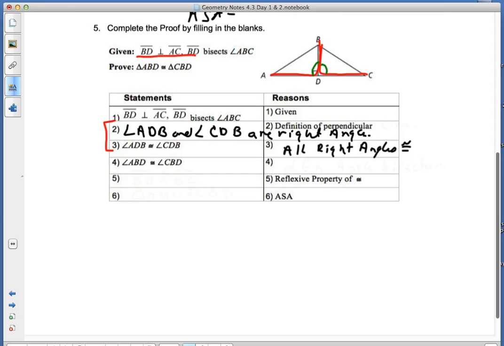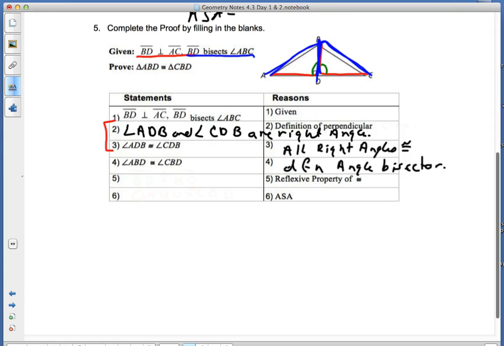Next, I've got segment BD bisects angle ABC. This is an angle bisector, cutting that one angle into 2 equal or congruent angles. So once I know that, I've got angle ABD and angle CBD are congruent because of the definition of angle bisector. Those are very straightforward. It's all about vocabulary.